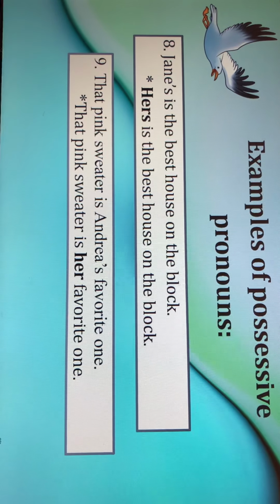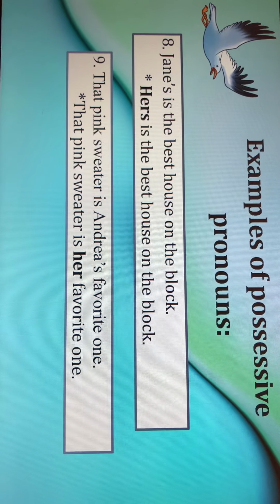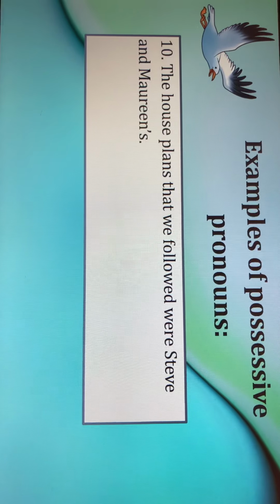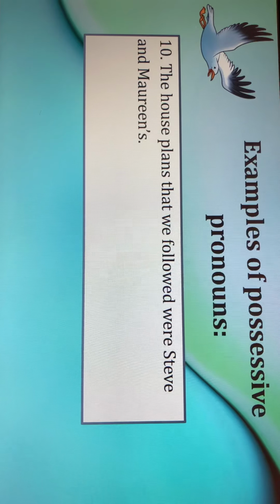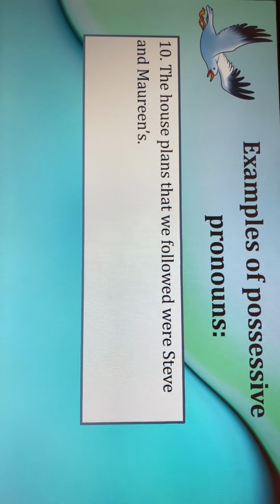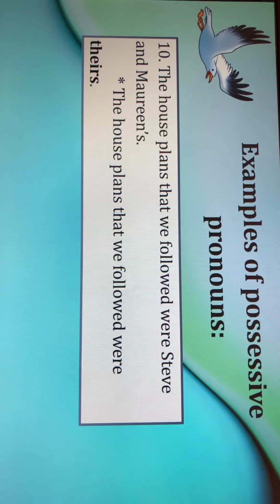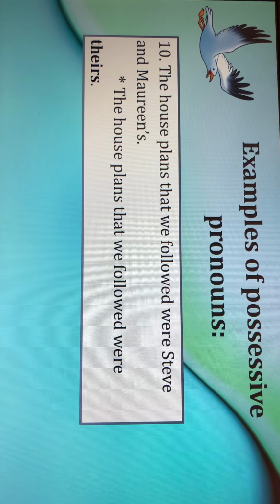So talking about a girl here again, we would use her. That pink sweater is her favorite one. And our last sentence here, the house plans that we followed were Steve and Maureen's. Steve and Maureen's, there's two people, so we would use theirs. The house plans that we followed were theirs.